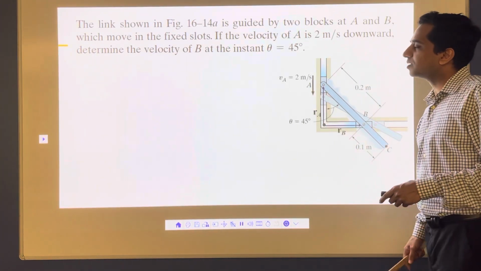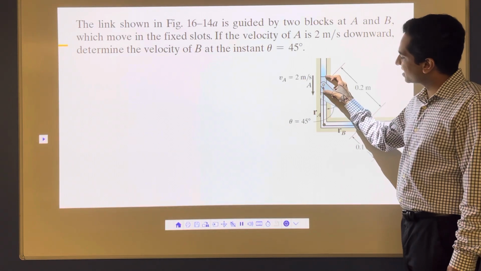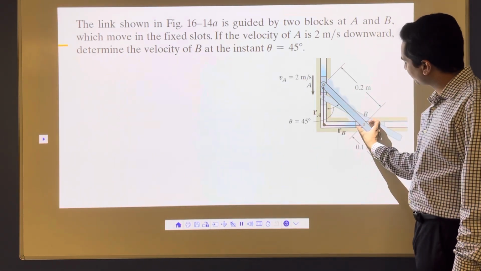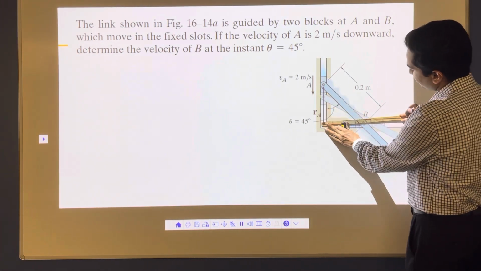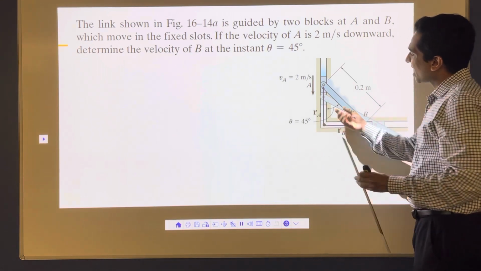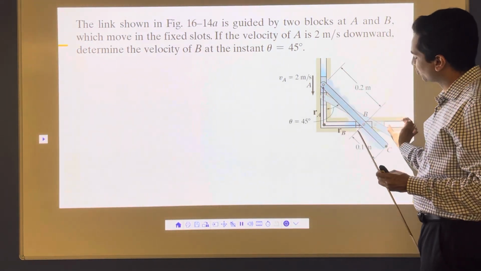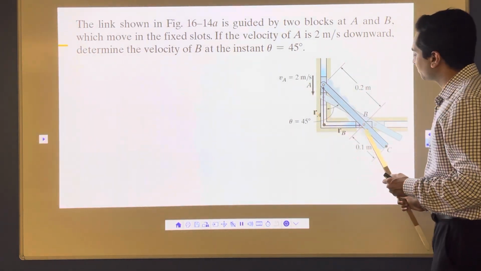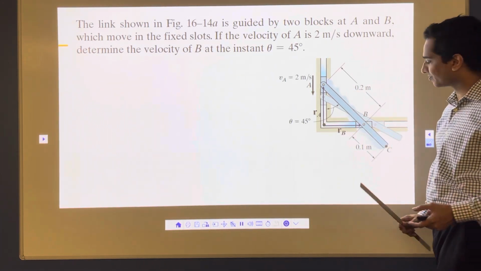Now let's do a problem from the book. What we have in this problem, this link A is coming down, and at the same time when it comes down, this link B is moving in this direction. So as this link comes down, B goes here. Link A is coming down with 2 meters per second. For link B, we have to find out the velocity of this B in this direction, and that's the problem here.